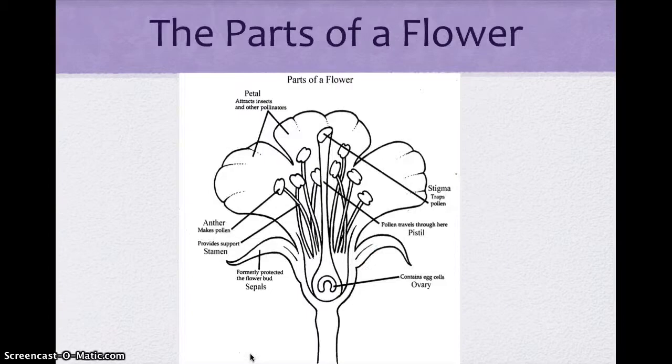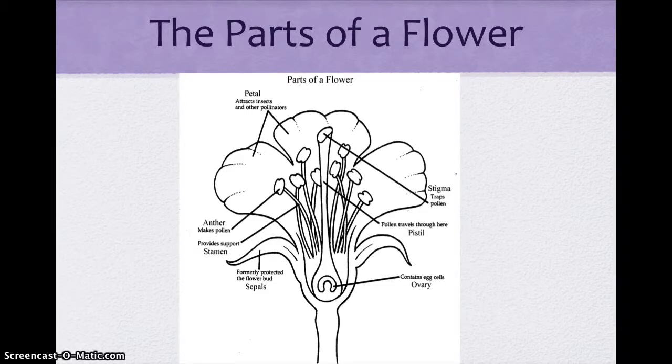Now we are going to label the parts of the flower. The flower is the organ of reproduction in flowering plants. The male part of the flower is the stamen, composed of the anther where the pollen is made and a thin filament. The female part of the flower is the pistil, composed of a stigma, the thin style, and the ovary. Pollination occurs when pollen is transferred by insects or wind from the anther to the stigma.